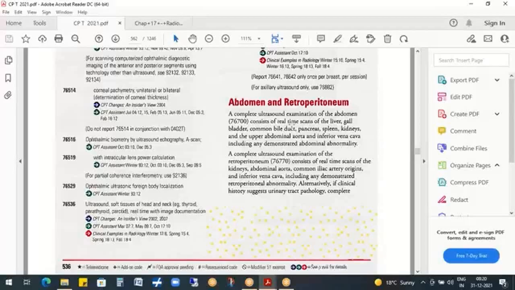Third point, if physician documents some of the organs are surgically removed.